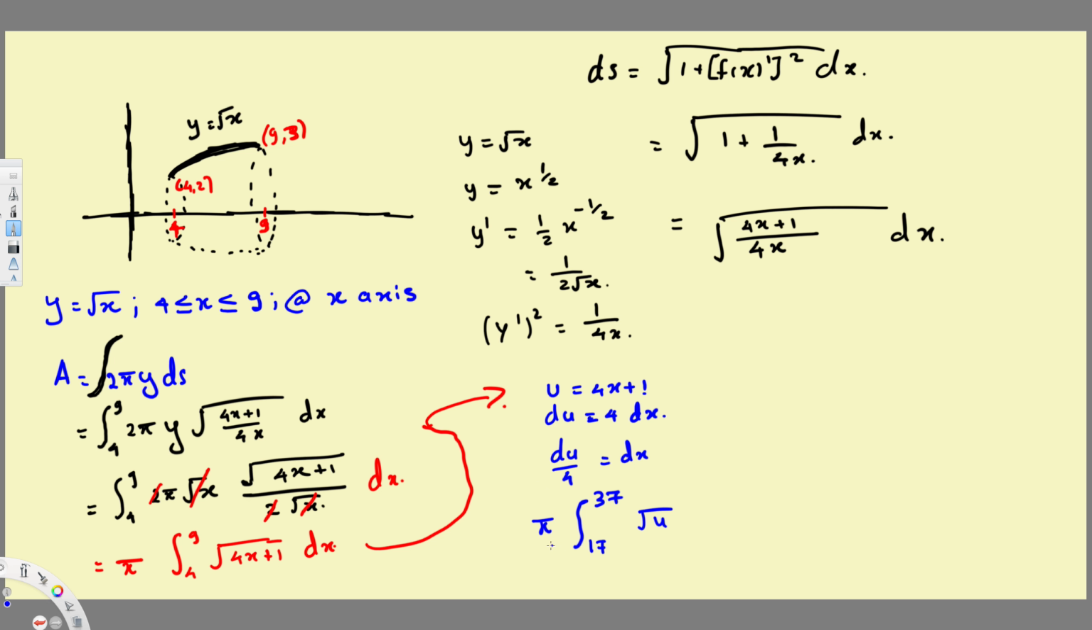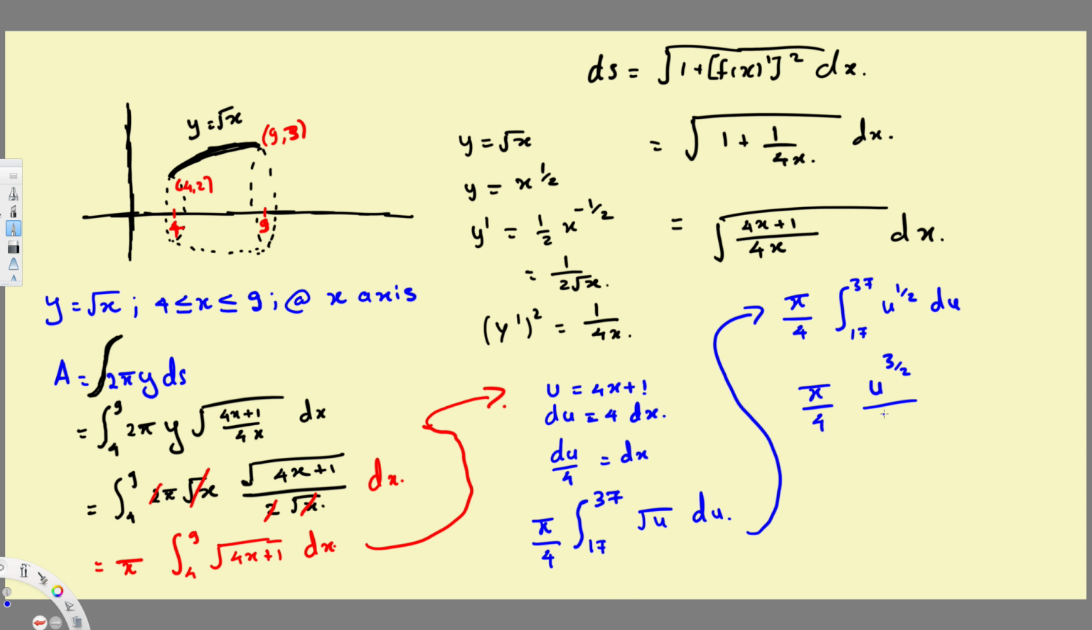I can move the 1 over 4 to the front, so this is going to be pi over 4 and du right here. Now we can integrate this one. The square root of u is the same as u to the power of half, so let's write it that way to make it clear. The integral from 17 to 37 of u to the power half du. If I integrate this, we have pi over 4, and we just add 1 more to the power. So this is going to be u to the 3 by 2 divided by 3 by 2. Instead of putting 2 in the bottom, we can put it in the top, so times 2. And this is going from 17 to 37.